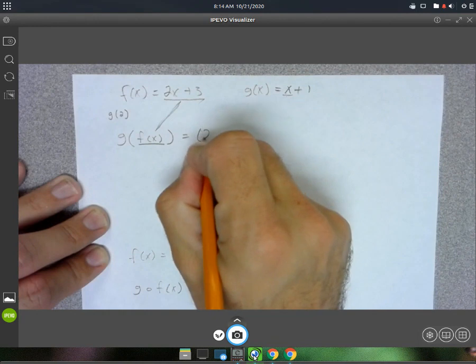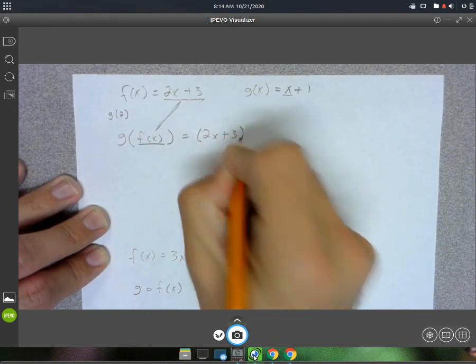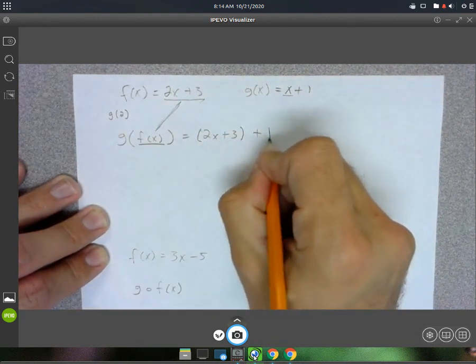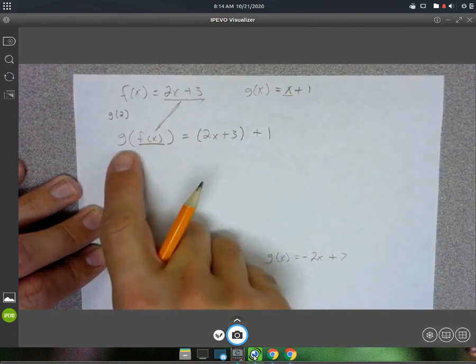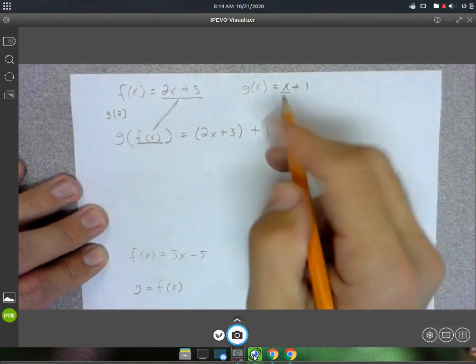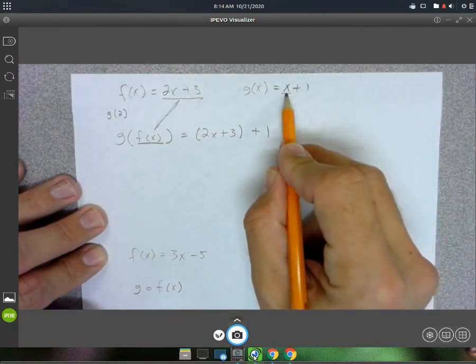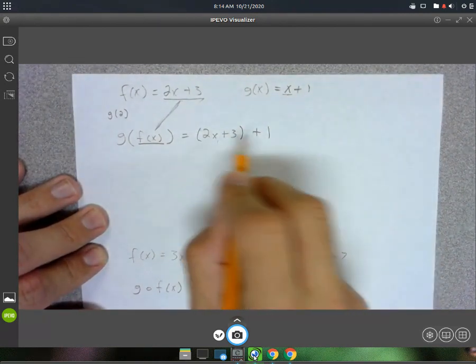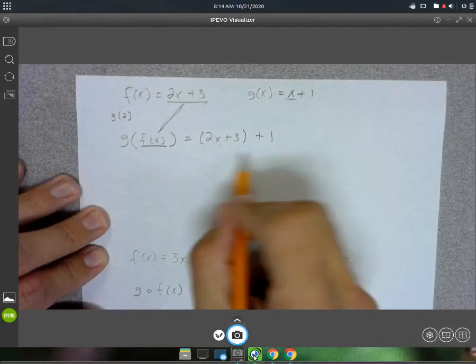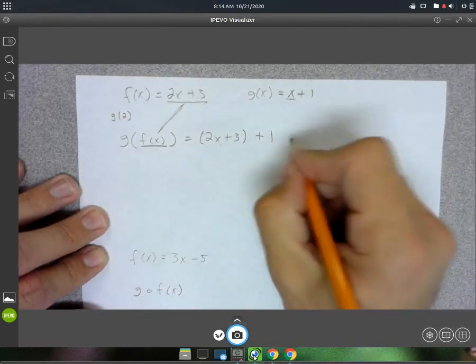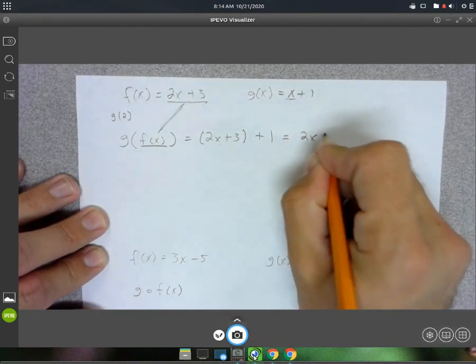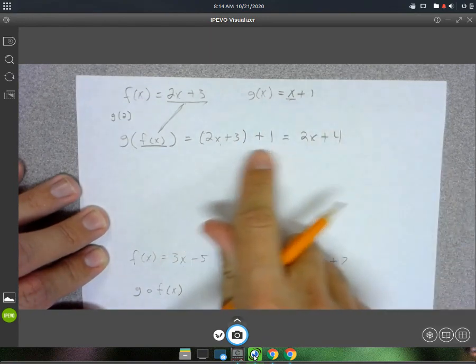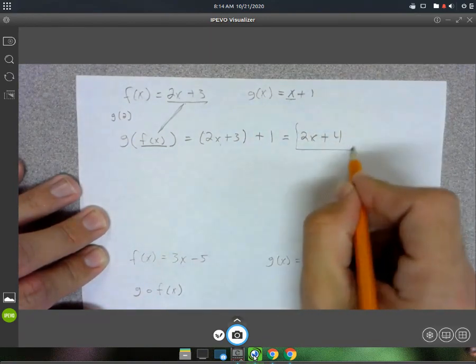Let me show you what I mean here. So 2x plus 3 plus 1. We went up to the g function and replaced that x with this whole f of x. So this is like the x plus 1. And then all you do is simplify this. Drop the parentheses, and then 3 plus 1 is 4. And that's it.